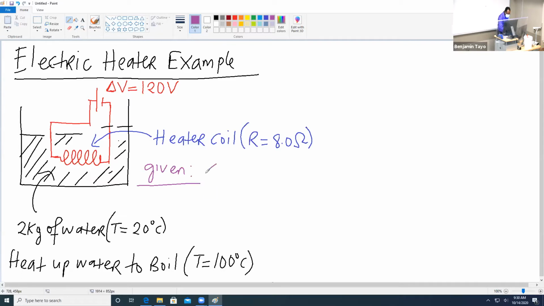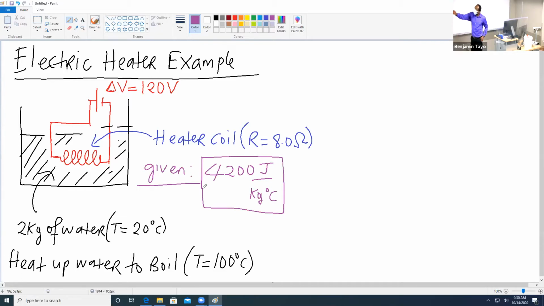So let's assume that it takes 4,200 joules of energy, so you need 4,200 joules of energy to raise the temperature of 1 kilogram of water by 1 degree Celsius. So what we need to do is calculate how much energy we need. So part A here: how much energy do I need to heat 2 kilograms of water?